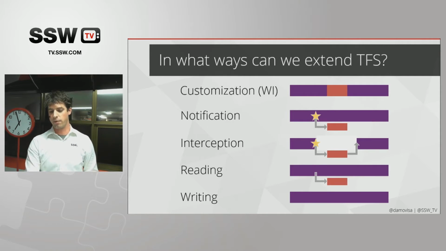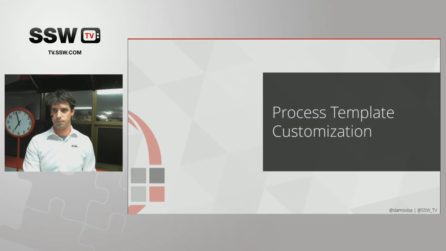And obviously reading and writing: getting information out of TFS and writing information to TFS. So that's kind of our separation. And as we go through these 5 extensibility tools a bit later, I'm going to tell you which ones of these they cover. So there's a few different ways to do it. All right. So let's start.